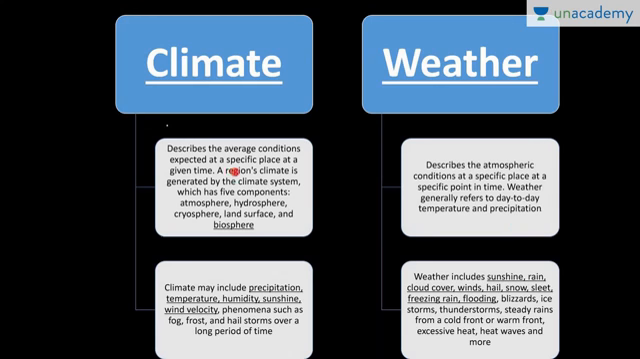Now, as I told you, climate describes the average condition at a specific place at a given time, right? So it includes five major components: atmosphere, hydrosphere, cryosphere, land surface, and biosphere. On the contrary, weather describes the atmospheric condition at a specific place at a specific point in time, right? So it may be day-to-day temperature and pressure conditions. Climate includes precipitation, temperature, humidity, sunshine, etc. over a long period of time. And on the contrary, weather includes sunshine, rain, cloud cover, winds, etc. over a short period of time, right?